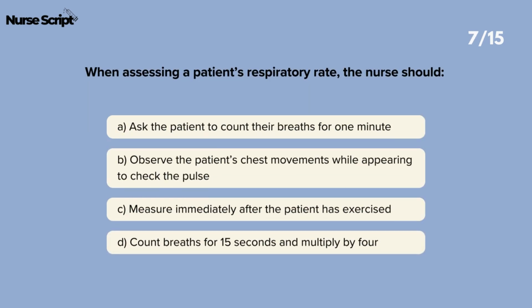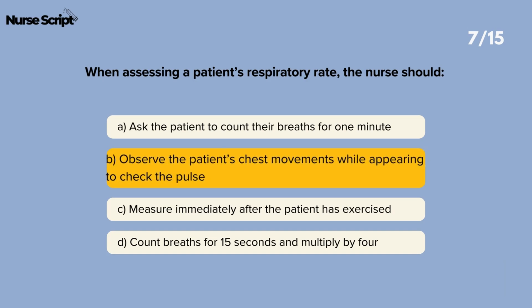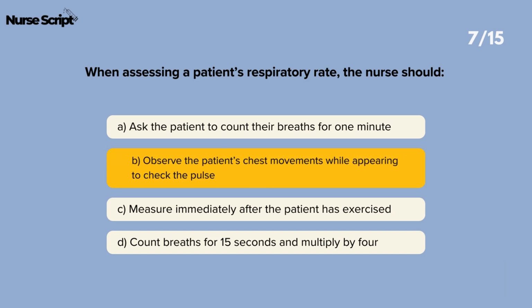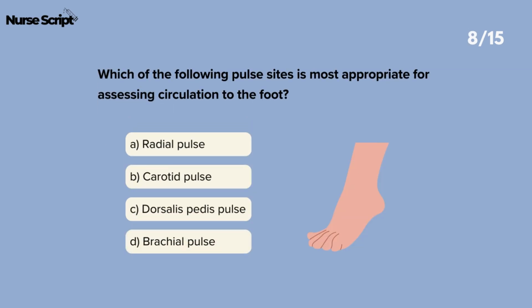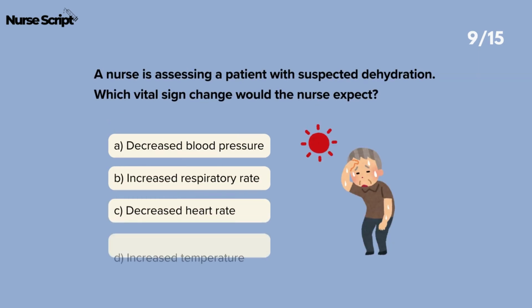When assessing a patient's respiratory rate, the nurse should observe the patient's chest movements while appearing to check the pulse. Which of the following pulse sites is most appropriate for assessing circulation to the foot? Dorsalis pedis pulse.